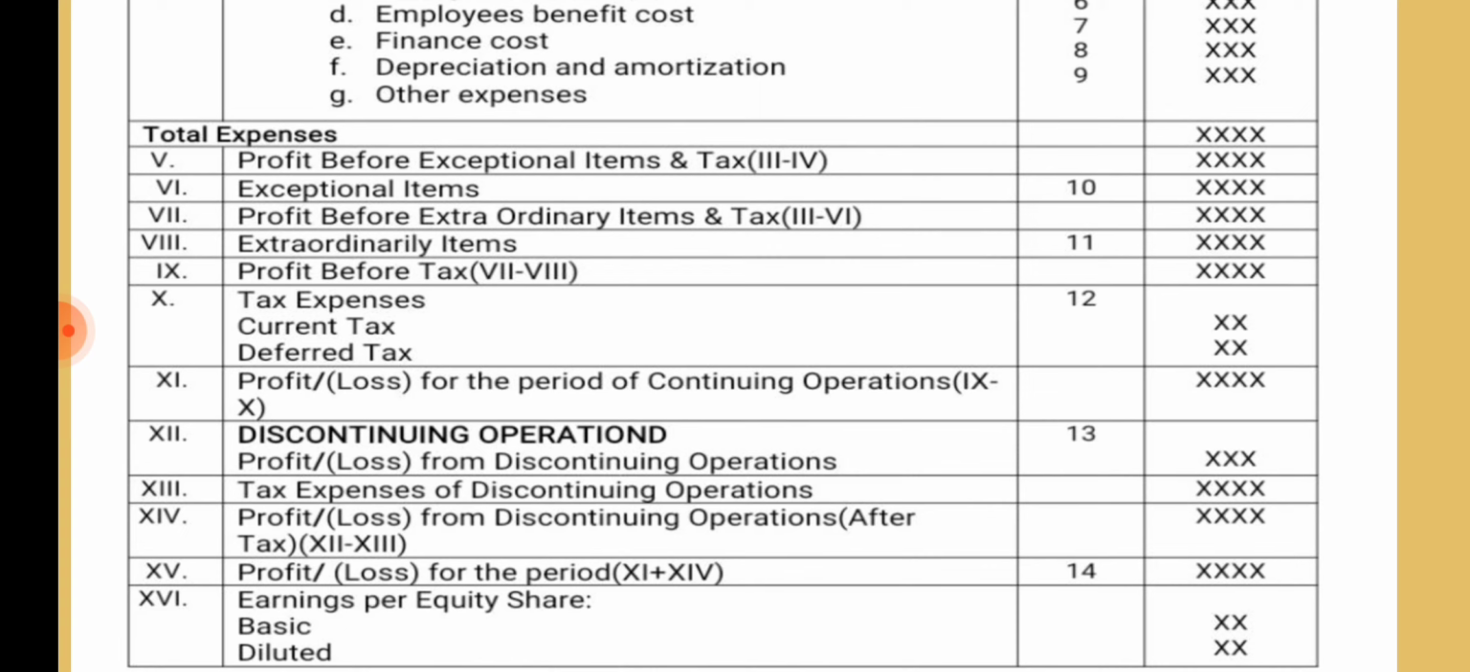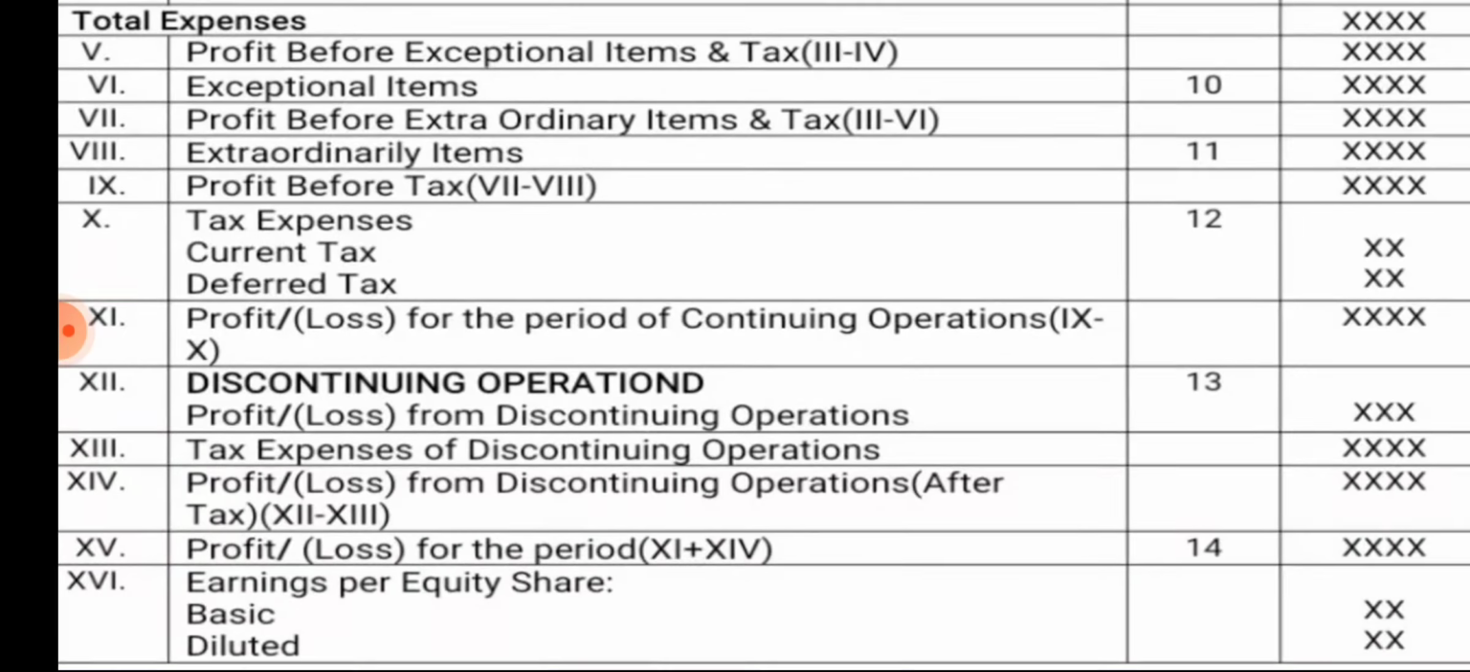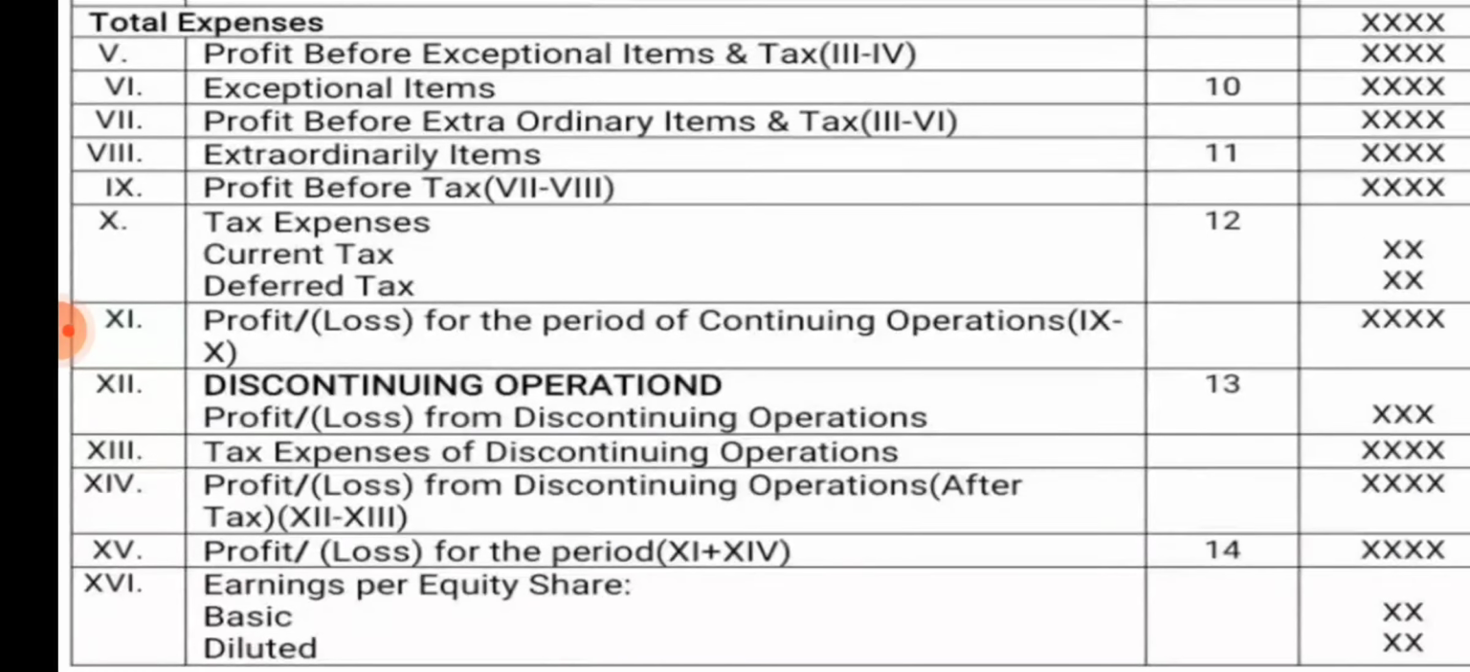And after calculating this we have to calculate the total profit for the year, and this we can calculate by adding Roman number 11 plus Roman number 14, that is profit for the period of continuing operations plus profit for the period of discontinuing operations. We will get the profit or loss for the period. Understood? And this profit will be used for making the payment of dividend.